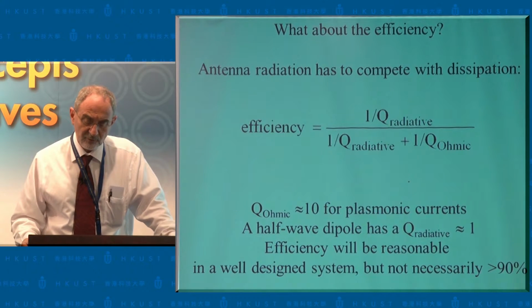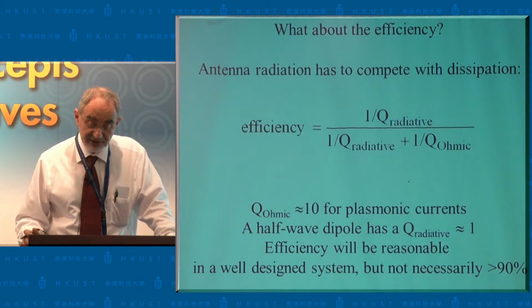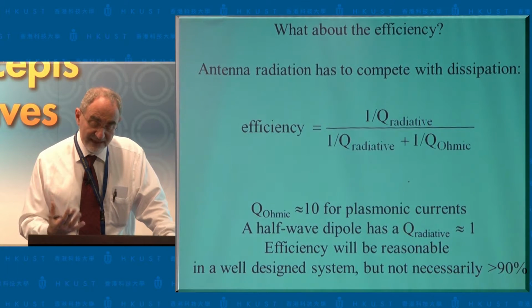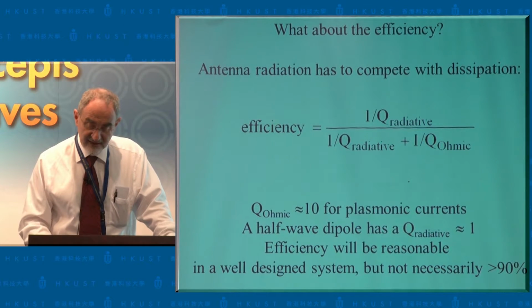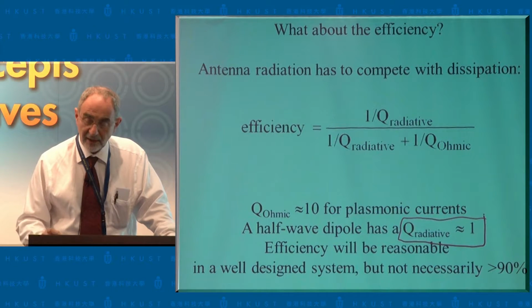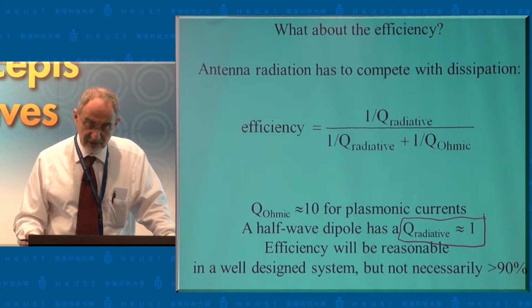Now, people often ask, oh, well, yeah, you have an increased spontaneous emission. What about the efficiency? So this is something that people don't necessarily appreciate that well, is that the radiation from antennas is very, very strong. In fact, any good antenna has a radiation Q of the order of 1. That means in one optical cycle, almost all the energy goes away.